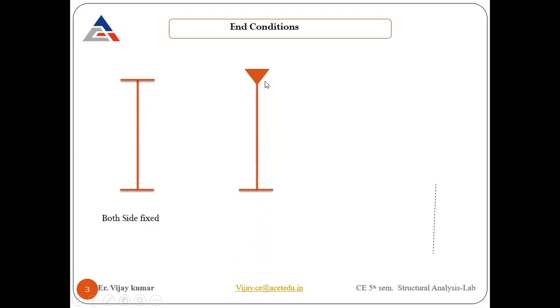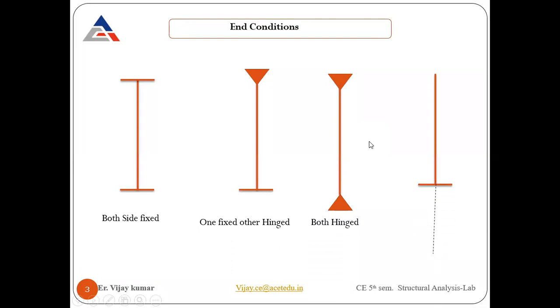This is one end hinged, the other fixed. The bottom end is fixed, and if you see, the top side is hinged. Then the third condition is your both-side pinned case, or both hinged case. And last but not least, it is one end fixed, the other free. These are the four conditions. I think everybody knows these things. One is both ends fixed, another is one end fixed and the other hinged, then both ends hinged, and one end fixed and the other free.